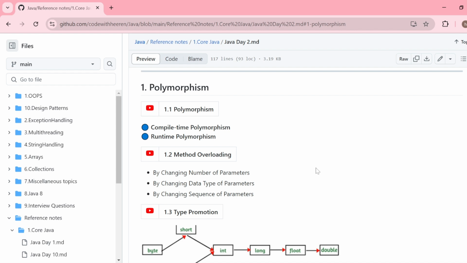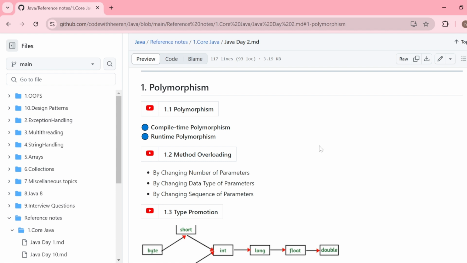Now, similarly, we can implement polymorphism in programming as well. We have two types of polymorphism in programming. One is known as compile time polymorphism and another is known as runtime polymorphism. Compile time polymorphism is also known as static binding and runtime polymorphism is also known as dynamic binding.